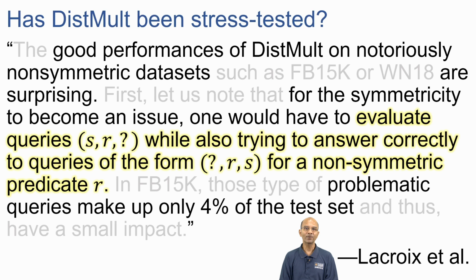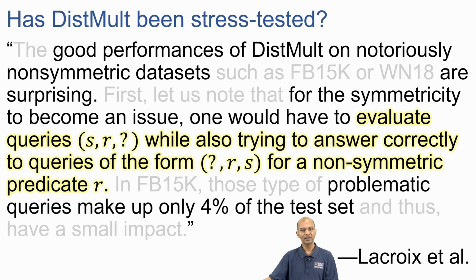They claimed that the good performance of DistMult on datasets that are themselves asymmetric or non-symmetric, such as FB15K or WN18, is surprising. They observed that these datasets, when they evaluate the query S, R, question mark, rarely also evaluate in the test set the query question mark, R, S for a non-symmetric predicate. In fact, in the FB15K dataset, these kinds of challenging or problematic queries make up only 4% of the test set. And that's why the failings of DistMult never really float up to aggregate numbers.